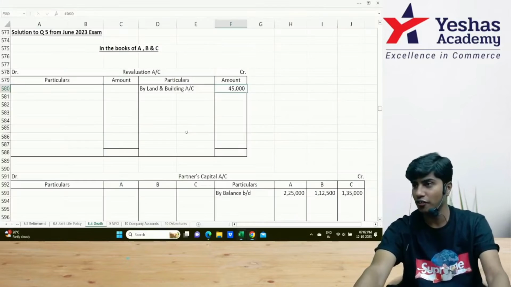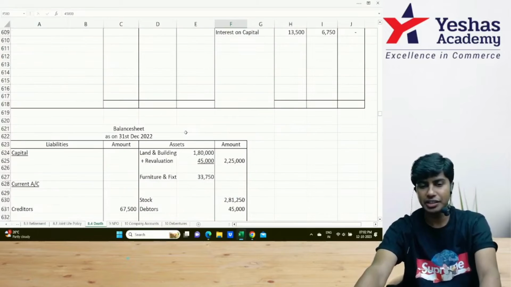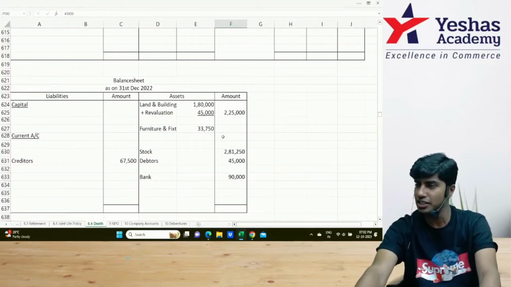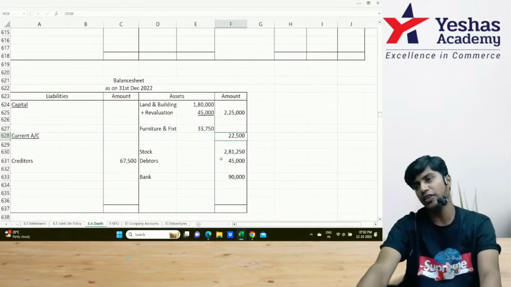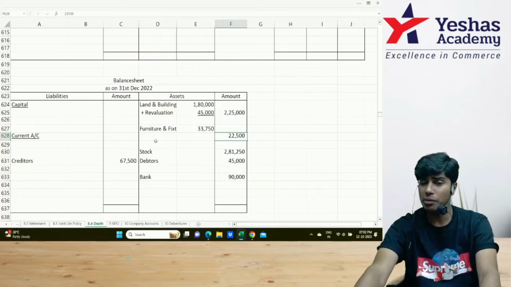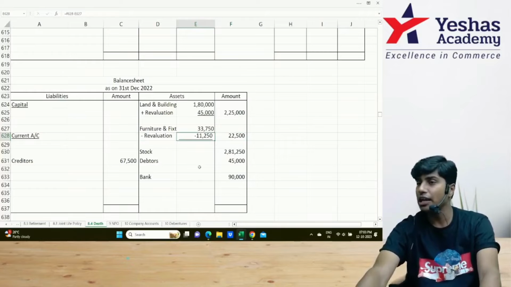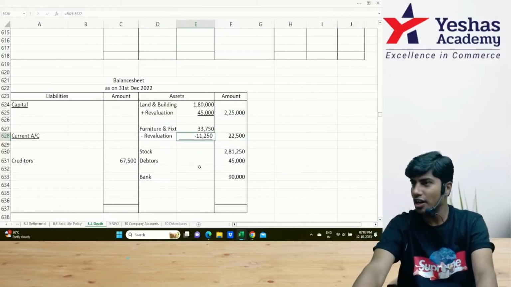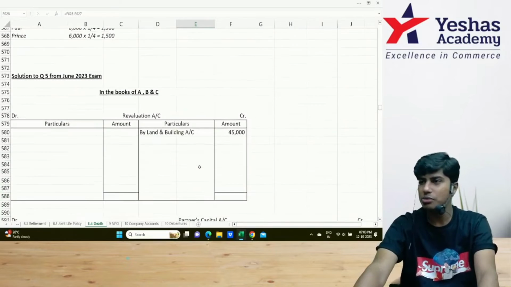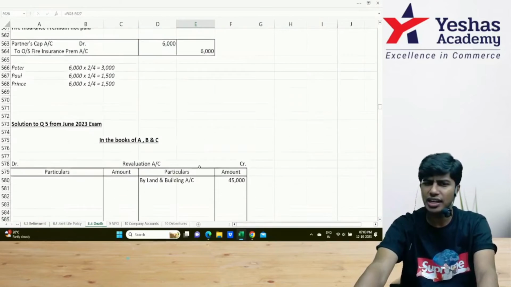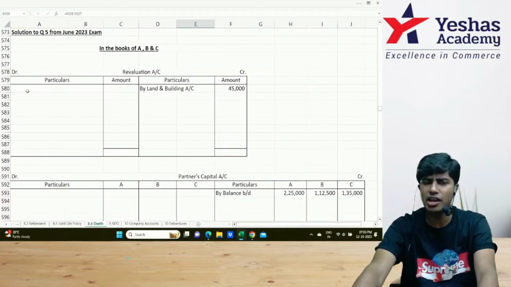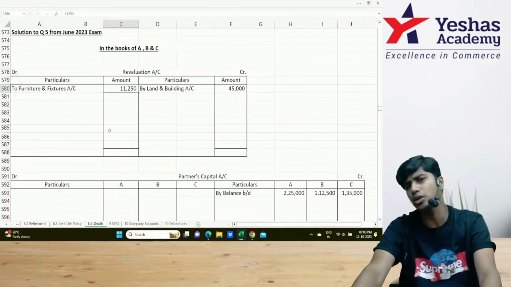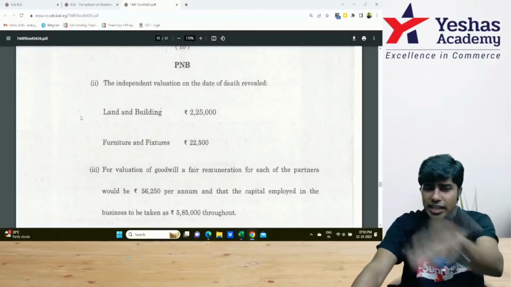Come to the next one. Furniture and fixtures 22,500. In the balance sheet, furniture and fixtures is 33,750. We'll write here 22,500. How did 33,750 become 22,500? There is a decrease in the value of furniture and fixtures by 11,250. A decrease in value is a loss. Loss goes on the debit side of the revaluation account. Or in other terms, furniture value is decreasing, so furniture credit, revaluation debit. The entry is revaluation account debit to furniture 11,250. Done. Second adjustment also done.